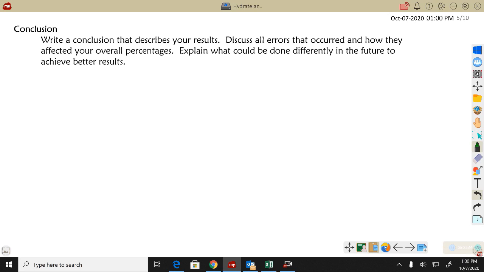Okay, so just in general, when you write these conclusions, it's not meant to just be a laundry list of every possible error imaginable. It's got to be errors that describe your results. It's logical sources of error that explain my percentages. It's not meant to be just anything I could possibly think of.